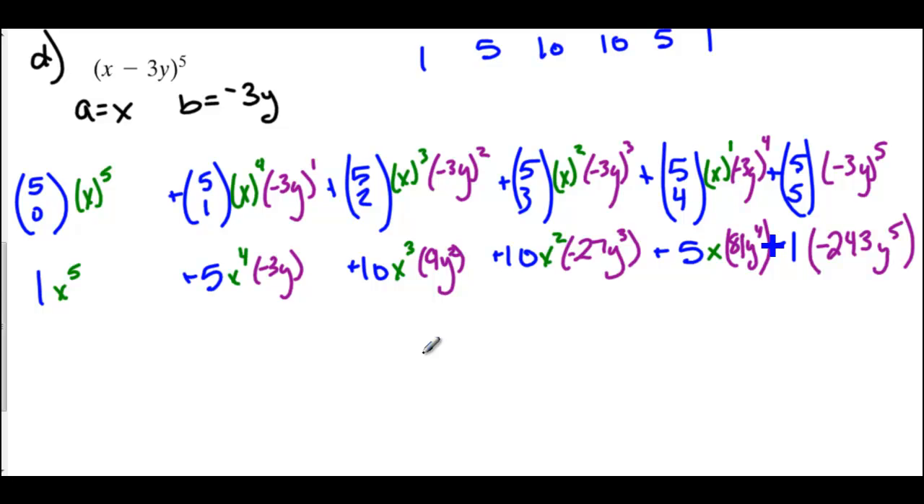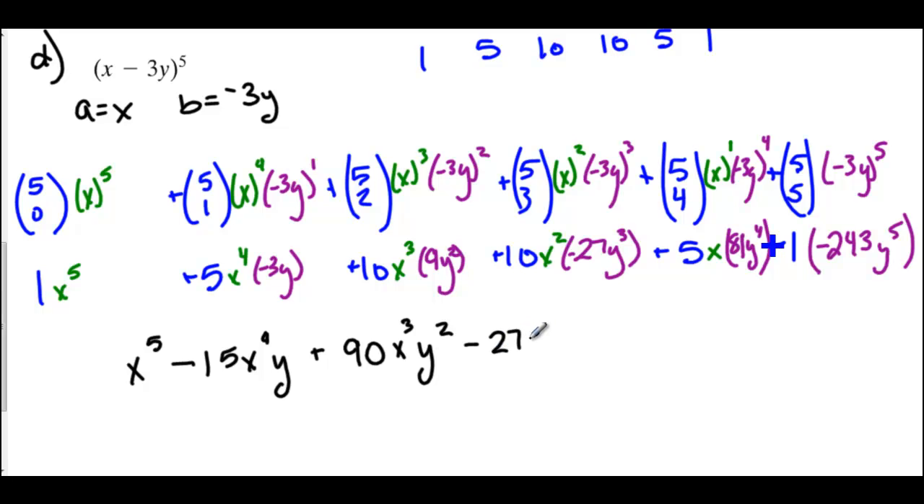Whew, all right, almost, right? One last step, and that's just going to be putting it all back together. So here we're going to have x to the 5th, and then I've got a negative, so we're going to have minus. The 5 and the negative 3 is going to give us a negative 15, and then x to the 4th y. And then here we've got plus, so we got that 10, and that's a 9, so the 10 times 9 is going to give us a 90 x cubed y squared. And then minus, because we have 10 and a negative 27. So minus 270 x squared y cubed.